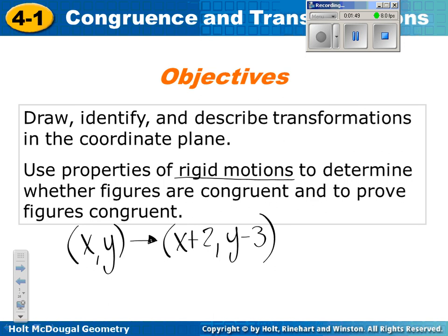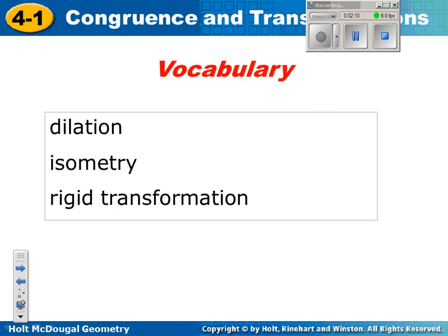Can I reflect it over here and make it land on top of itself? Can I rotate it? Can I slide it? Can I do maybe two of those? Maybe I have to reflect it and then slide it. But if I can do a series of those transformations, it will land on top of itself, then they must be congruent. Okay?